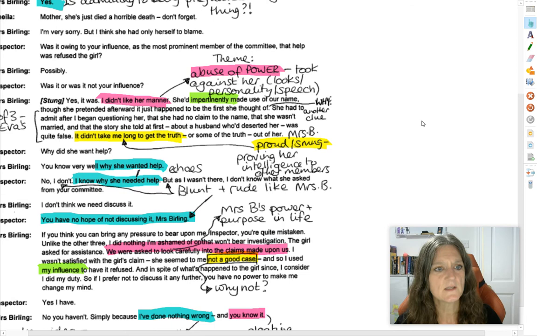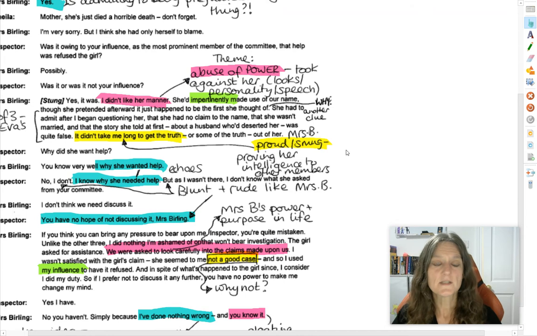And then she uses a list of three, all of Eva's crimes, if you like, or her lies. Let's have a look at the list of three. "She wasn't married. The story she told about her husband who deserted her was quite false." And what was the first one? "She had no claim to the name Mrs. Birling." So the three crimes of Eva Smith are three things that prejudiced Mrs. Birling against her. And then Mrs. Birling says, "It didn't take me long to get to the truth." I've seen this acted out as her being very proud and very smug. It's almost like she's some lady detective here, some Miss Marple kind of character. She's proved how clever she is to the other members of the committee by breaking this girl's story.